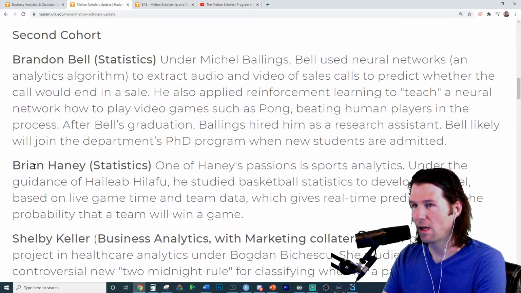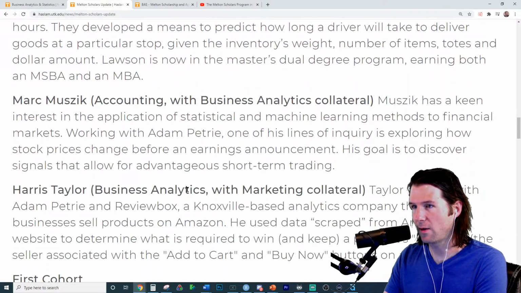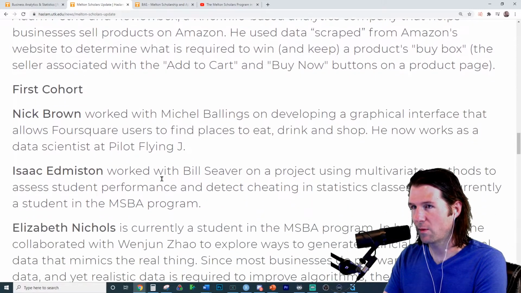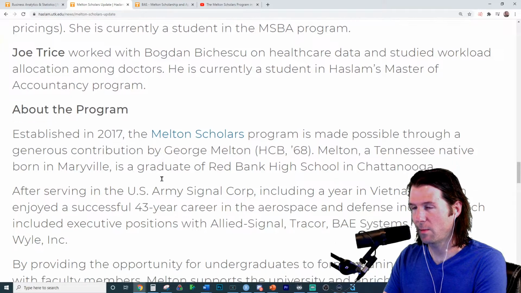Brandon Bell, statistics. Brian Haney, statistics. There's business analytics, accounting. So some people don't even have it. First cohort, there we go. Nick Brown, so he wasn't included yet. And there's the first cohort about the program.